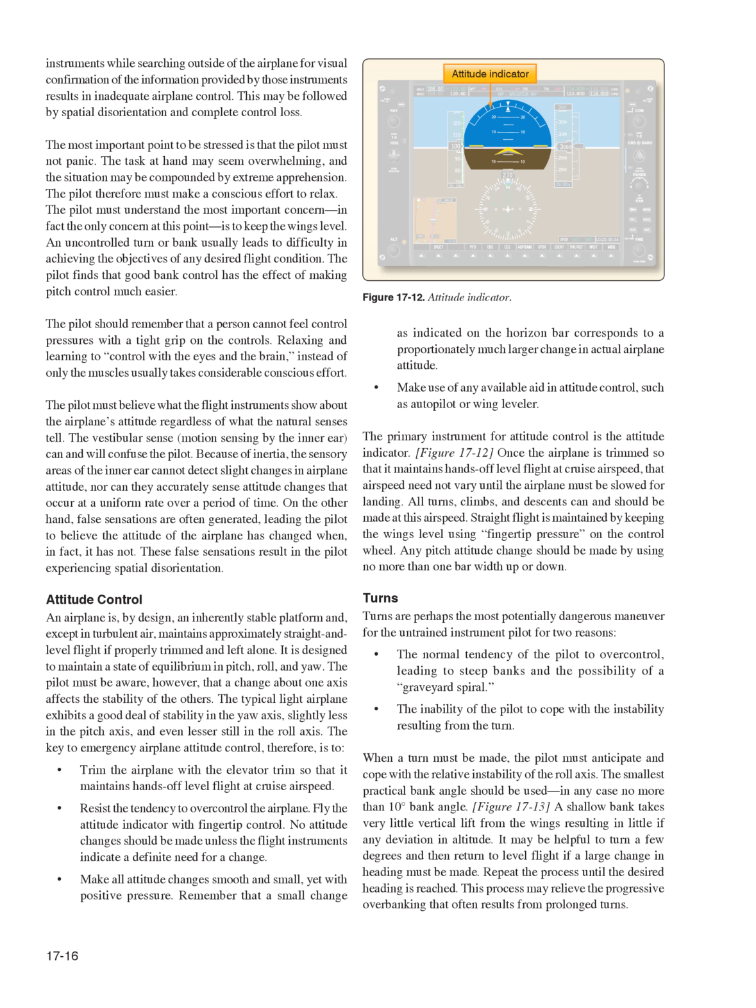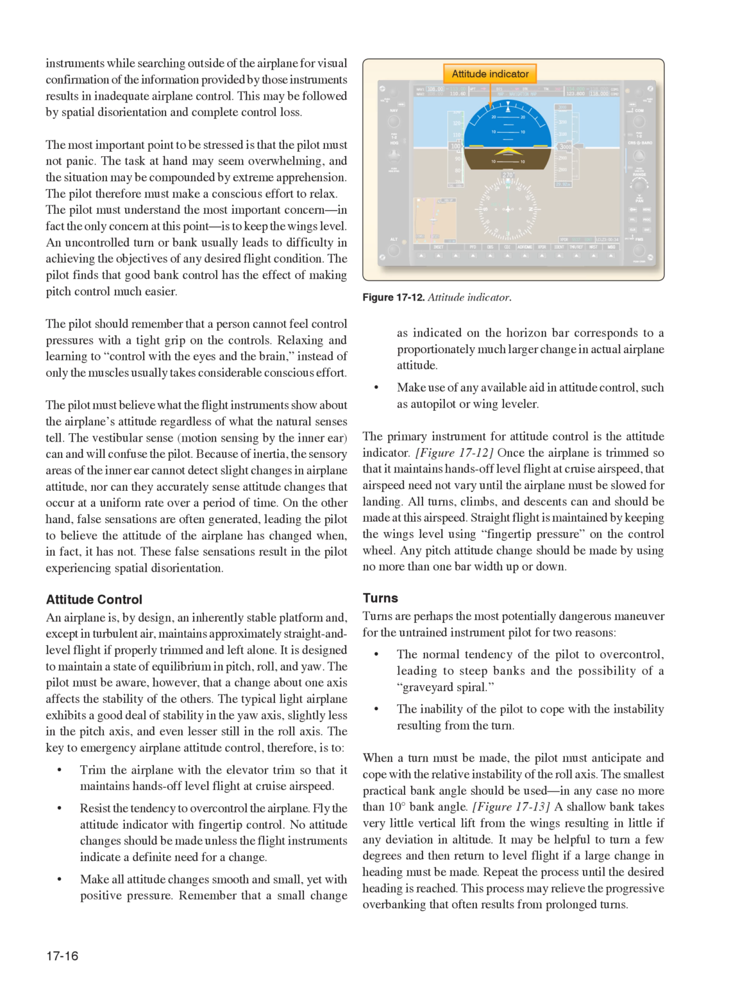The primary instrument for attitude control is the attitude indicator. Figure 17-12. Once the airplane is trimmed so that it maintains hands-off level flight at cruise airspeed, that airspeed need not vary until the airplane must be slowed for landing. All turns, climbs, and descents can and should be made at this airspeed. Straight flight is maintained by keeping the wings level using fingertip pressure on the control wheel. Any pitch attitude change should be made by using no more than 1 bar width up or down.